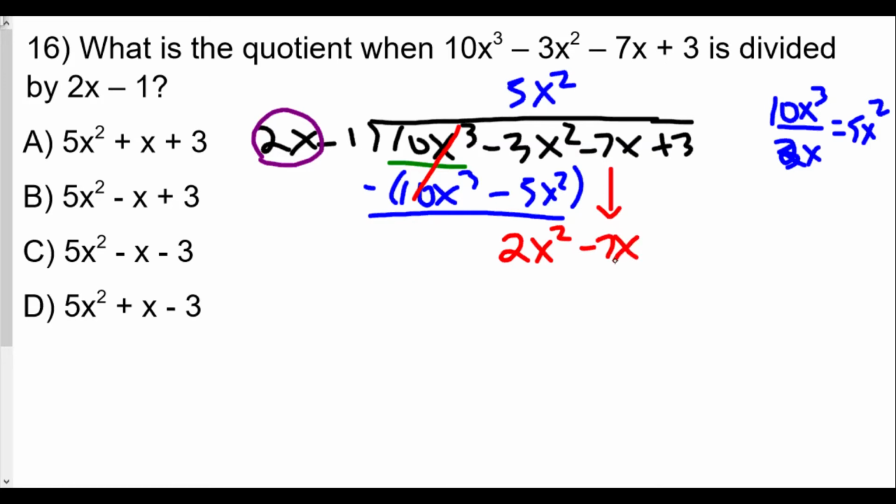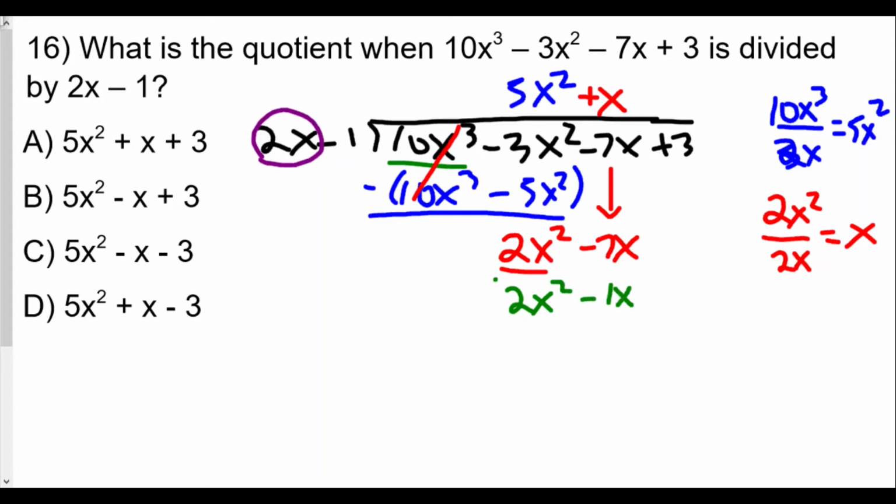We're going to take the 2x squared here and divide that by 2x to figure out how many times 2x goes into 2x squared, which is just plain old x. So plus x here. We're going to multiply this x now with 2x minus 1, just like we did before. And so x times 2x is 2x squared. x times negative 1 is minus 1x. And now we're going to subtract again.